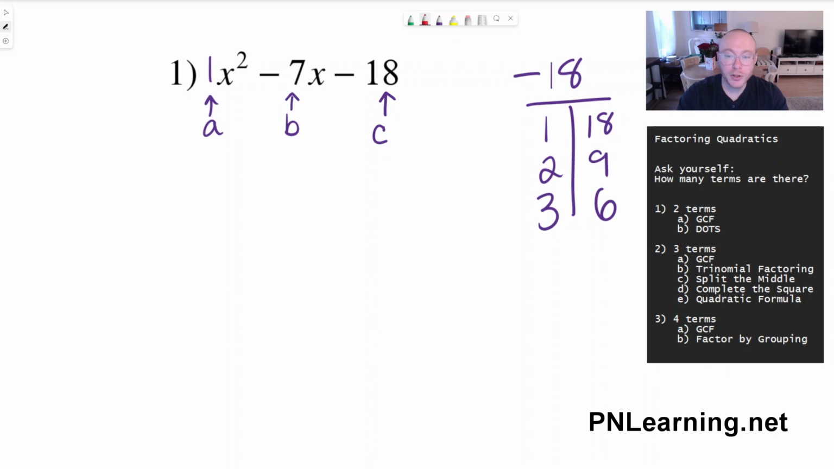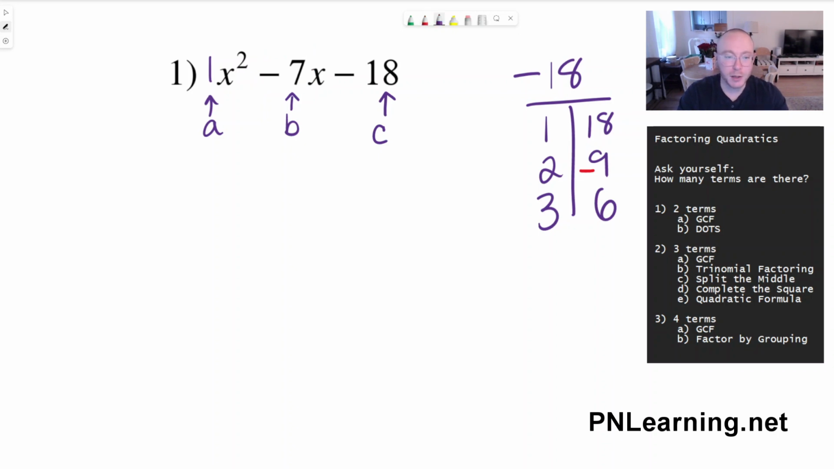So we want to pay close attention to the fact that this is a negative 18. Well, if you think about it, it could be 18 minus 1 or 1 minus 18, 9 minus 2 or 2 minus 9, 3 minus 6 or 6 minus 3. We can do it any of those ways. And if you were paying close attention, you would notice that 2 minus 9 would actually add up to negative 7. And so those are the factors that we want.